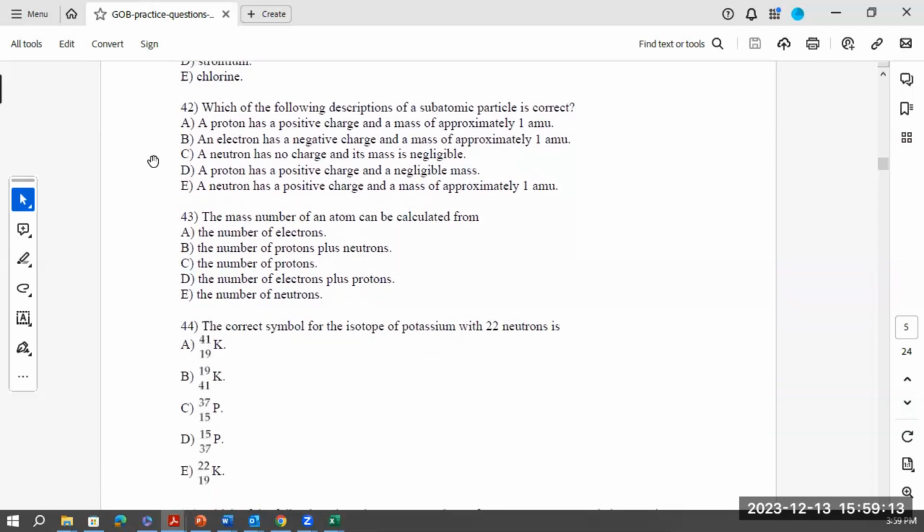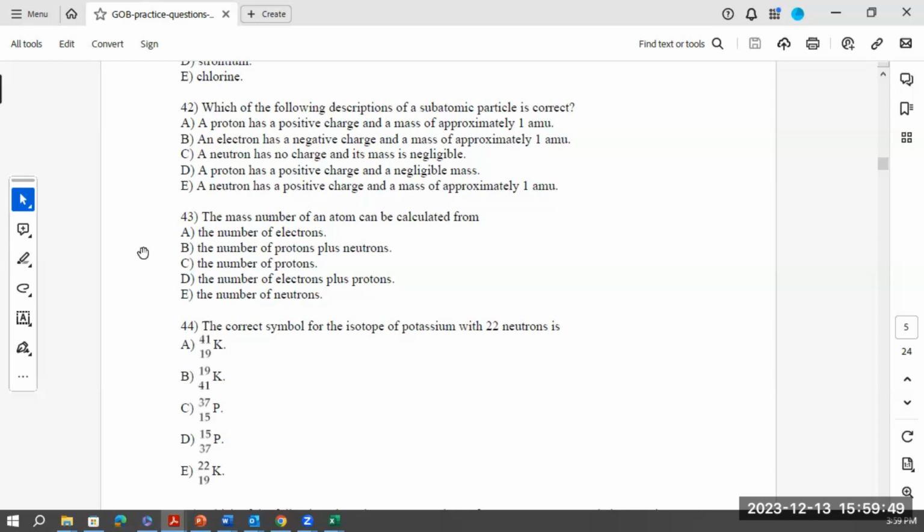Sorry. Which of the following descriptions of a subatomic particle is correct? A, a proton has a positive charge and a mass of approximately 1 AMU. A is correct. That is correct. A. Go ahead. She didn't let me finish. She's like, A. That is correct.